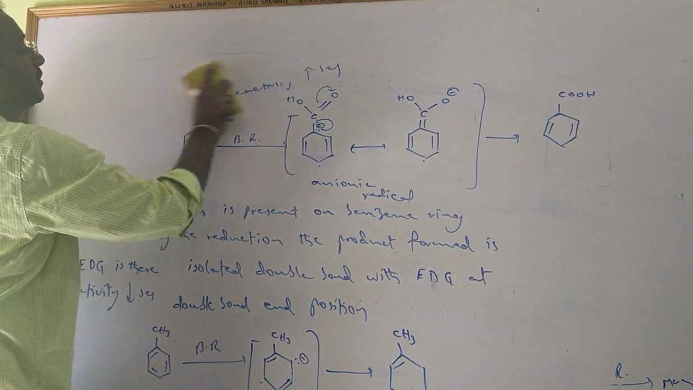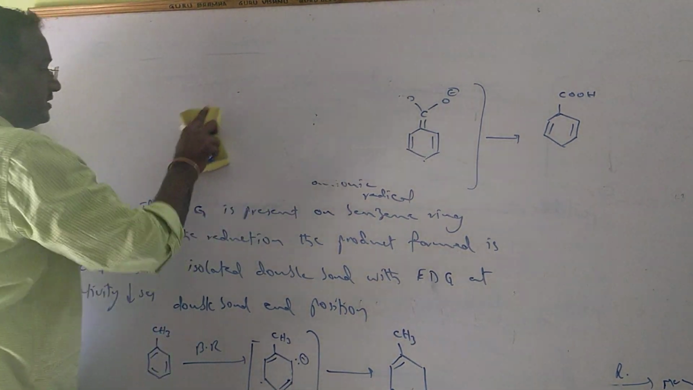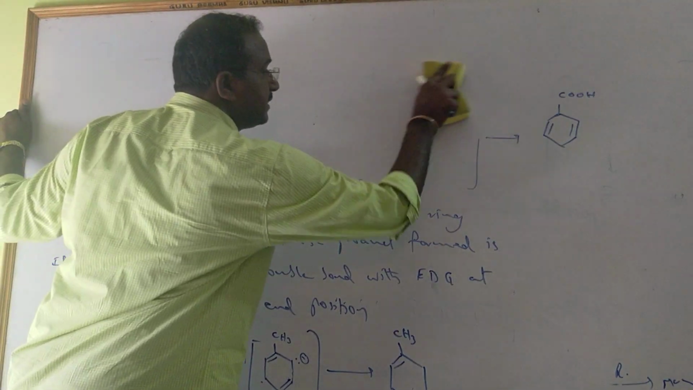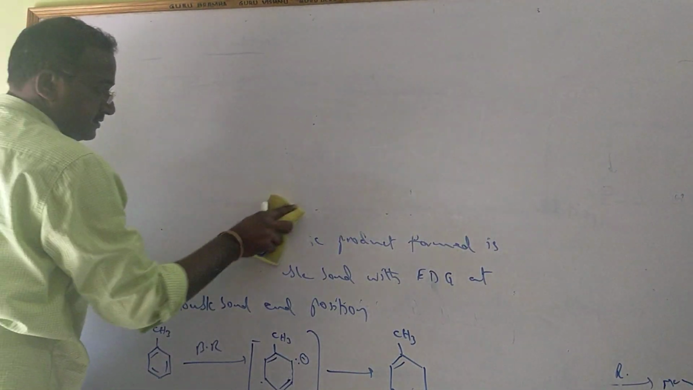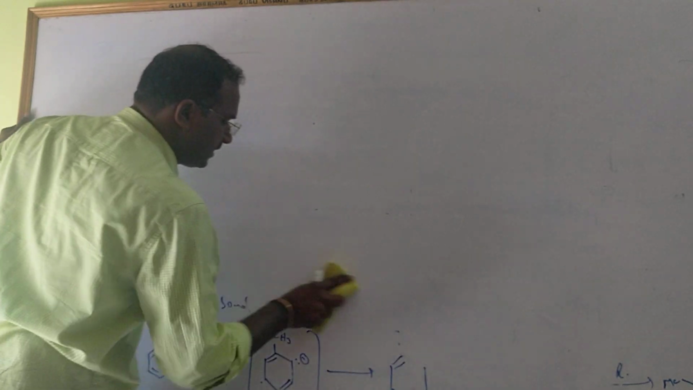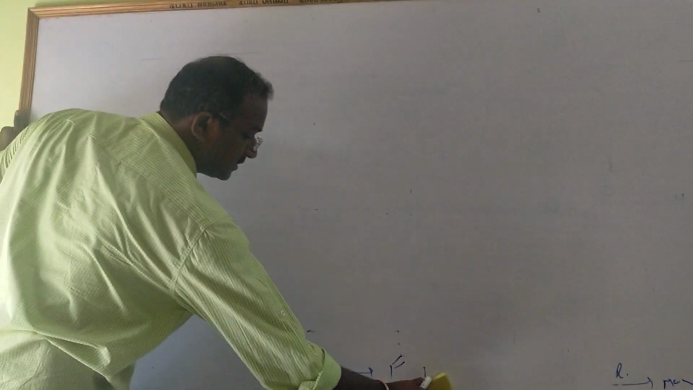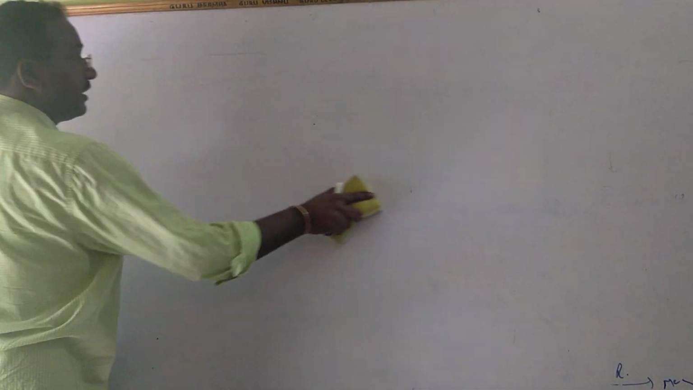The fourth one. So we have completed two reductions in this video: one is Wolff-Kishner reduction, another one is Birch reduction with the variations. This is compulsorily important. In the examination, they will not ask the name of the scientist. They will give just the reagent. Based on the reagent, you have to identify what type of reaction takes place. If you identify the type of reaction, you can easily get the answer.